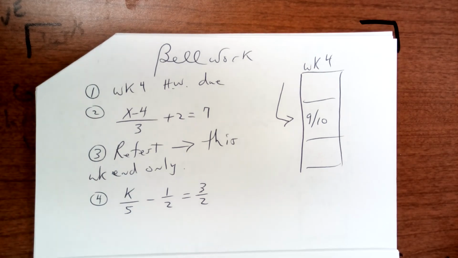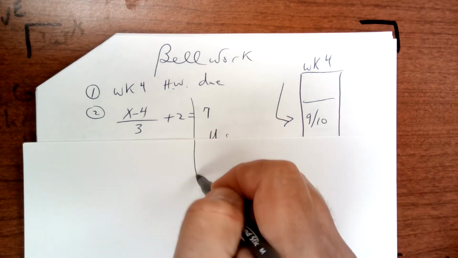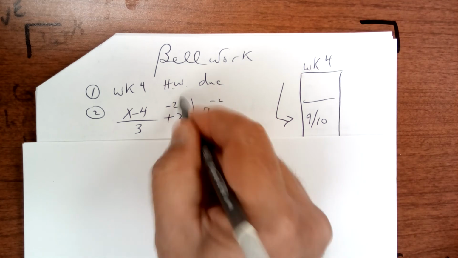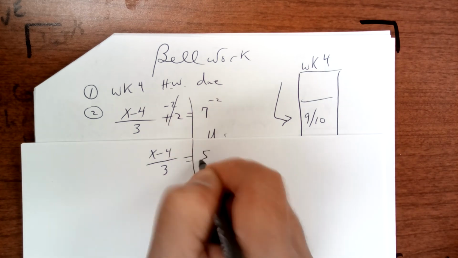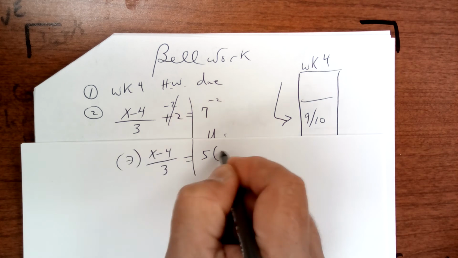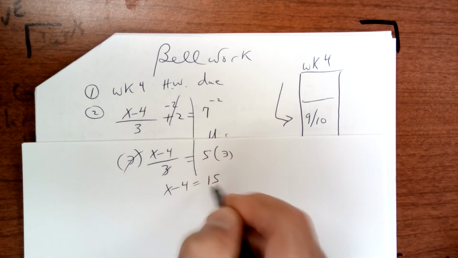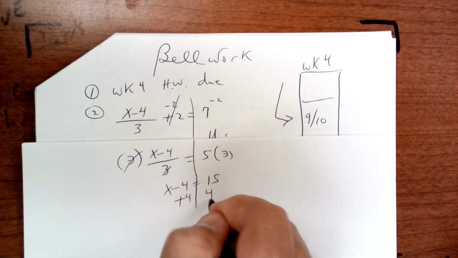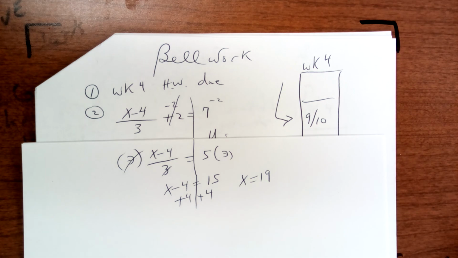All right, the next one here, you're going to draw your line and you're going to subtract 2 first of all. So you're going to get x minus 4 divided by 3 is equal to 5. You're going to multiply by 3. And when you do, you get x minus 4 is equal to 15. And then you're going to add 4 and get x equals 19. And then you're done. All right, let's keep moving.